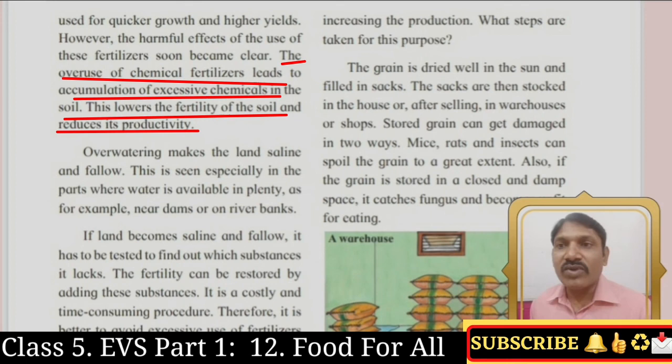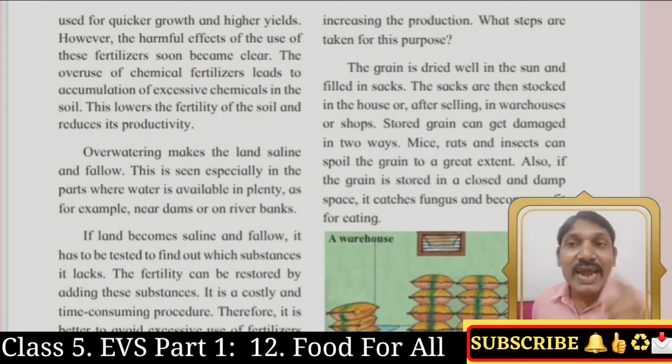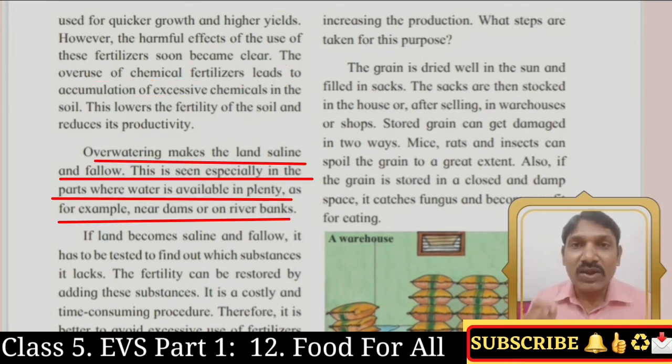Now let's move forward. Overwatering makes the land saline and fallow. Yes, students, you know that if we give more and more unnecessary water to the land, then the land will be saline. What do you mean by saline? The quantity of salt increases in the land. That is called saline land, and it becomes fallow.